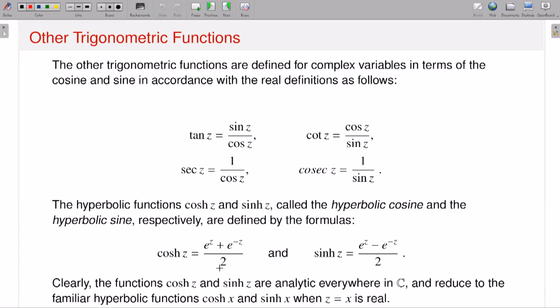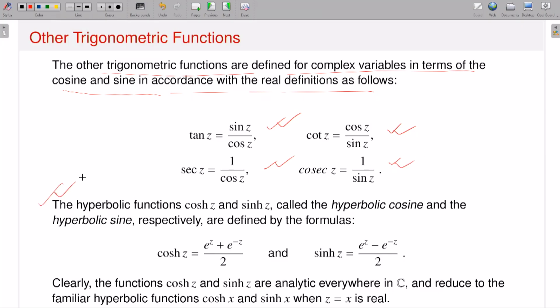Okay, again, any other trigonometric functions like tan, cot, cosec, and sec functions. I have written that the other trigonometric functions are also defined in the complex variable in terms of sine and cosine, in accordance with the real definitions. So this is kind of real, you know. Similarly, you can have it in the case of complex as well.